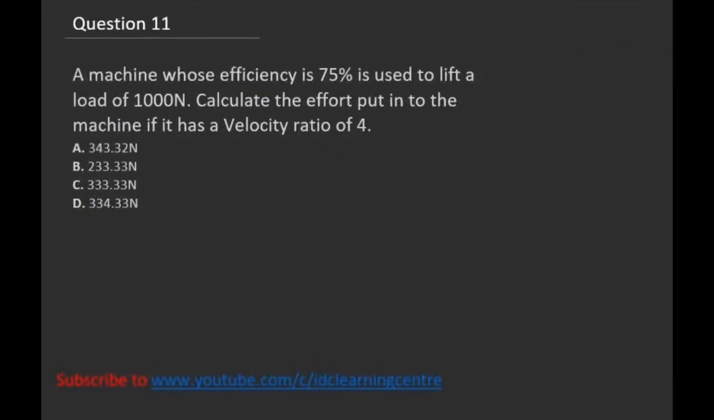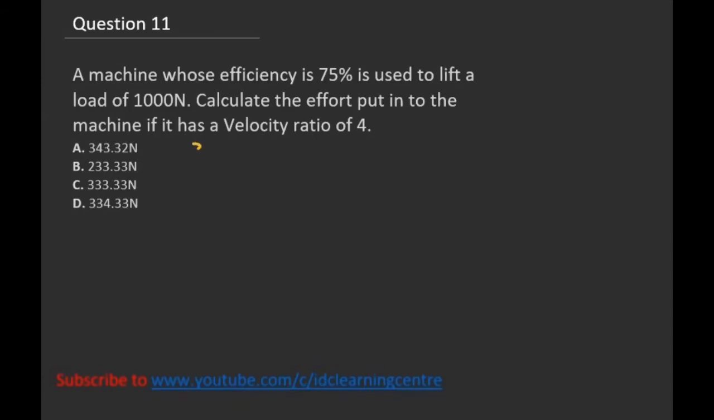Question 11. A machine whose efficiency is 75% is used to lift a load of 1000 newtons. Calculate the effort put into the machine if it has a velocity ratio of 4. A, 343.32 newtons. B, 233.33 newtons. C, 333.33 newtons. D, 334.33 newtons.